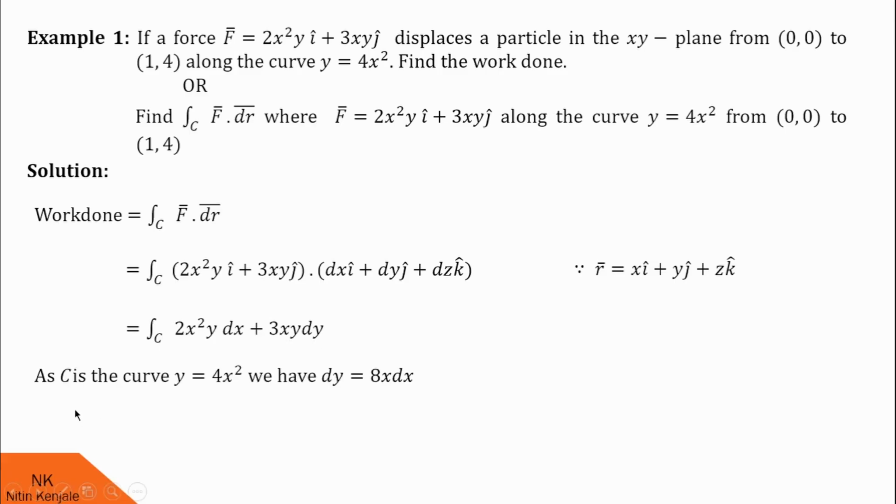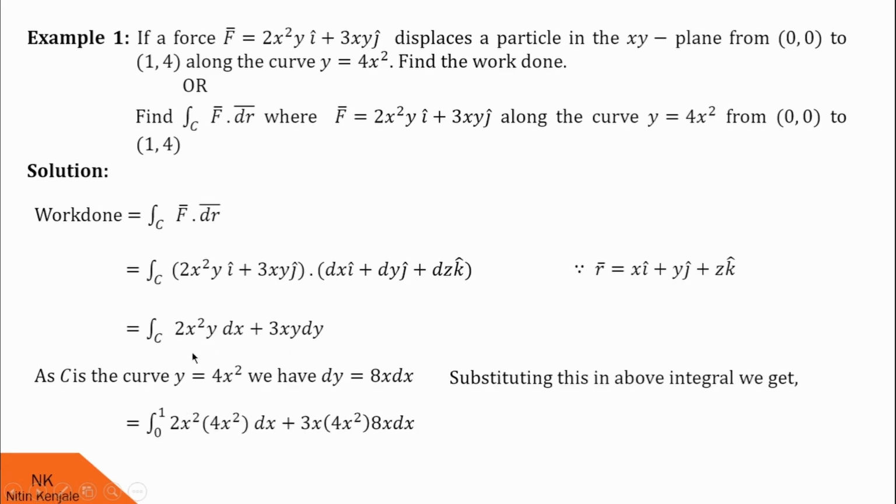As we know, C is the curve whose equation is y equals 4x². We have dy equal to the derivative of 4x² with respect to x, which is 8x dx. We substitute y equals 4x² and dy equals 8x dx into this integral. We see work done is now equal to the integration of 2x², y is 4x², dx, remains dx, plus 3x into y, which is again 4x², and dy is 8x dx.